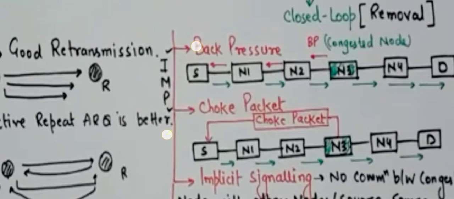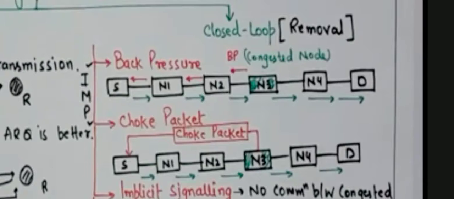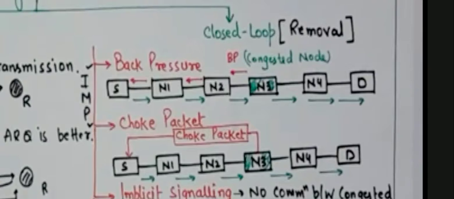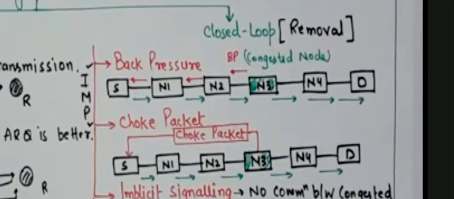Now you can see here, S is the source, and here the last one, D, is the destination. Between the source and destination, N1, N2, N3, N4 are the networks. The green arrows indicate the data flow from source to destination. Suppose in the N3 network a congestion node appears. So a collision may appear, for example, at N3.